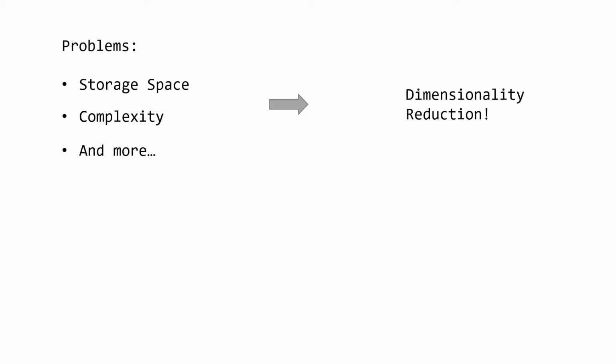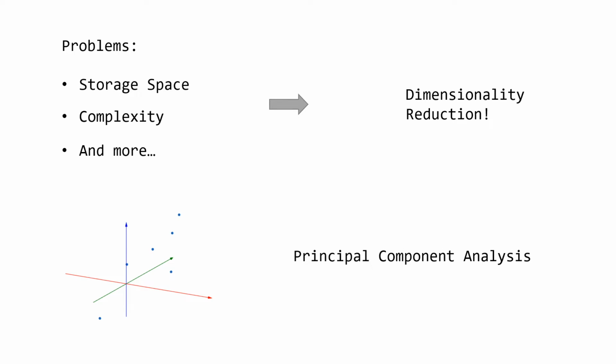Dimensionality reduction is the task of reducing the number of dimensions of our data, while still preserving the most essential information. The algorithm we will discuss today is known as principal component analysis. To see it in action, let's try to compress an image using PCA.